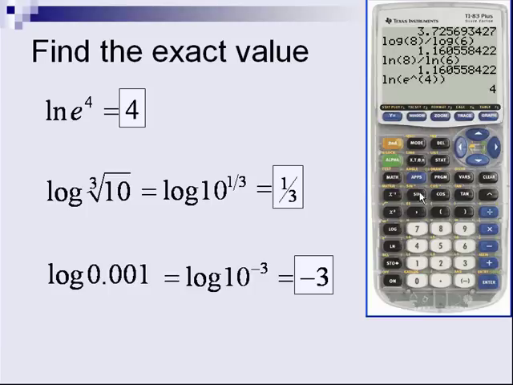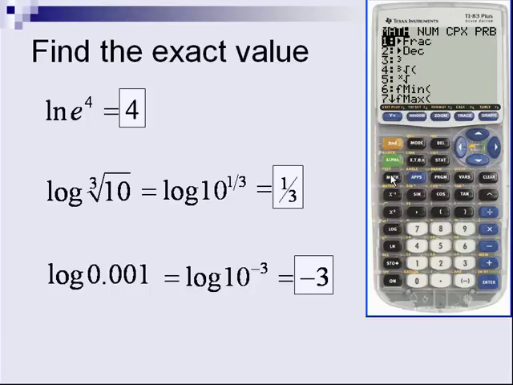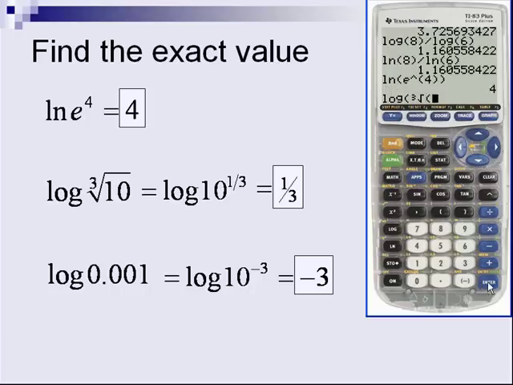If I try the cube root of 10, I can do log, and if I really want a cube root, I can find it under the math menu. So number 4, there's cube root of 10, and that does give me 1/3. You can change that to a fraction if you like. So all of these will come out the same in the calculator as well.